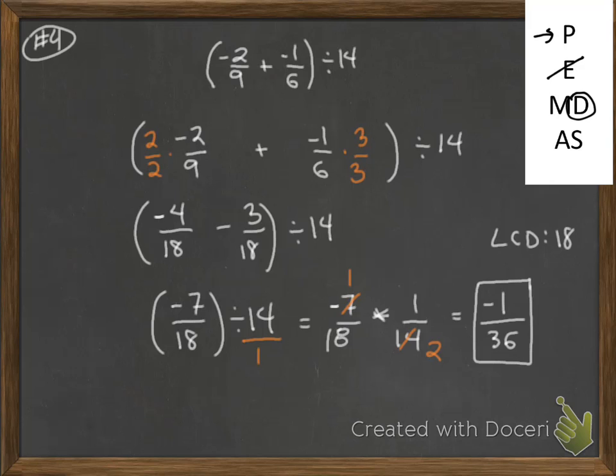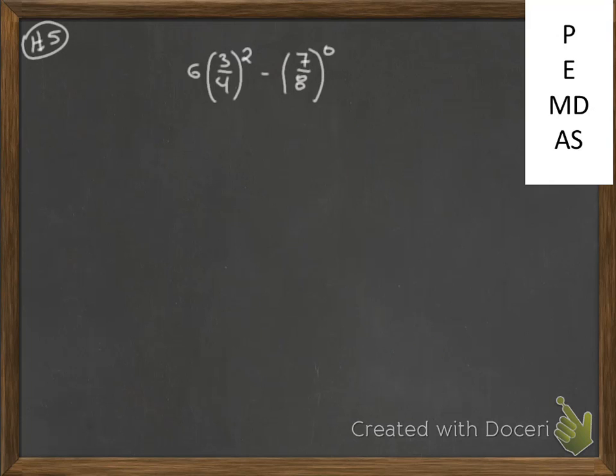All right, let's do another example. This time we actually have some exponents, which is exciting. We have parentheses, but the parentheses again are just acting as grouping symbols for the exponents. So let's evaluate this. 3/4 quantity squared is 3 squared over 4 squared. Of course, there's a 6 out here. And remember, anything raised to the 0 power is 1. So 7/8 to the 0 power is 1.